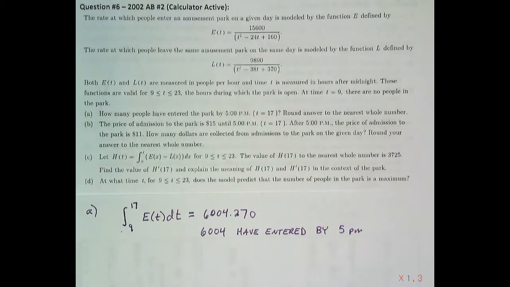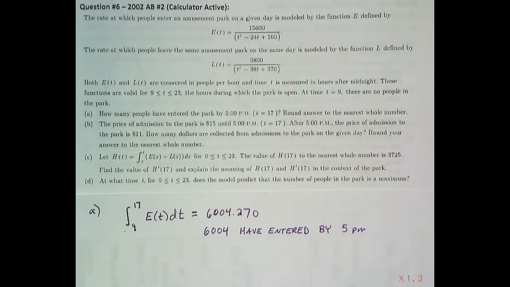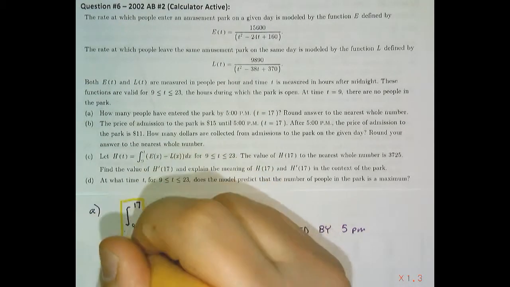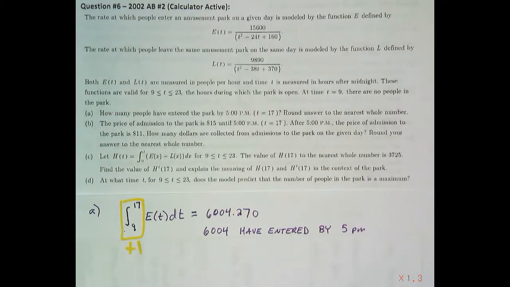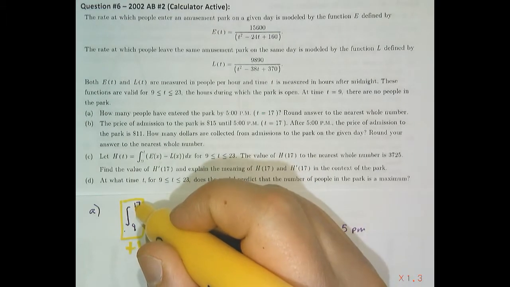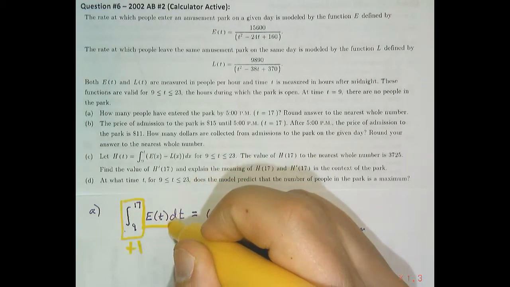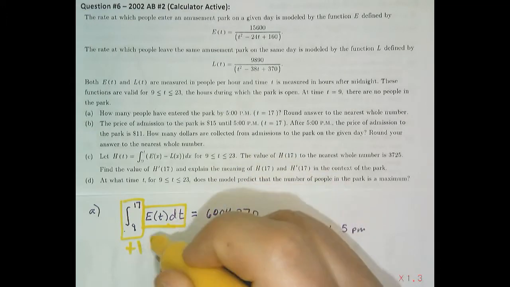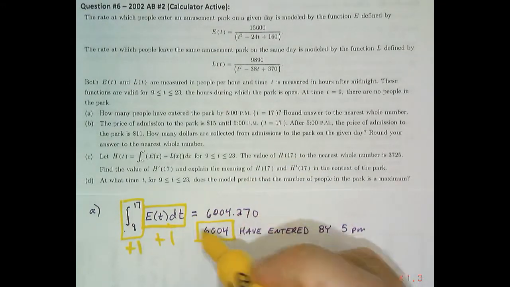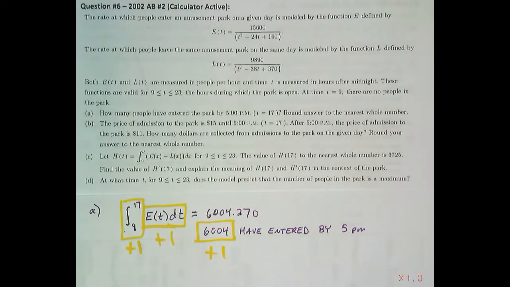Okay. This is worth 3 points. The first point comes from having the limits on the integral, so recognizing from 9 to 17. The second point comes from having the integrand, the fact that you are integrating E of t. And then your third point comes from having the correct answer, 6,004 people.